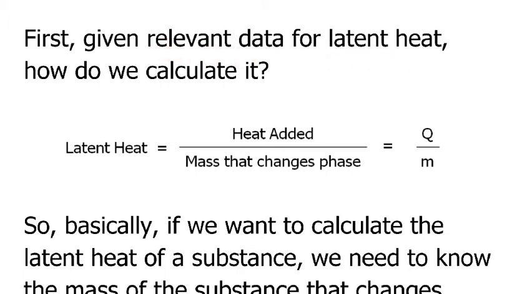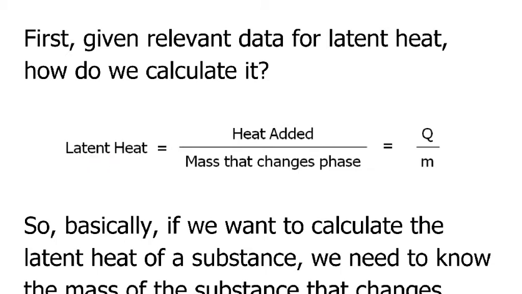Okay? So first, if we have the relevant data, so we've collected that in the lab for latent heat, how do we calculate it? And this is the answer right here. So this would be latent heat as a generic term. If it was for melting, we would call this the latent heat of fusion. If this was for boiling, we would call it latent heat of vaporization. But it's the same formula in either case.